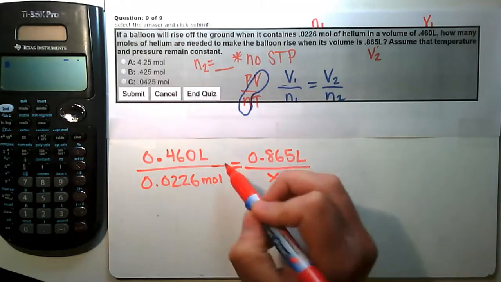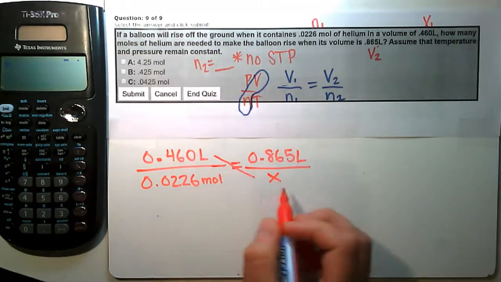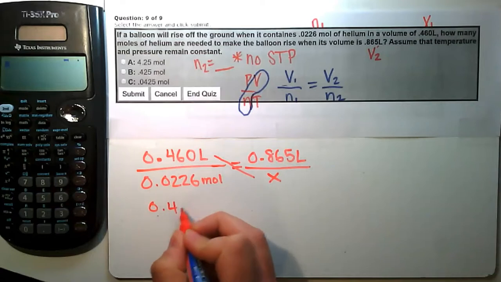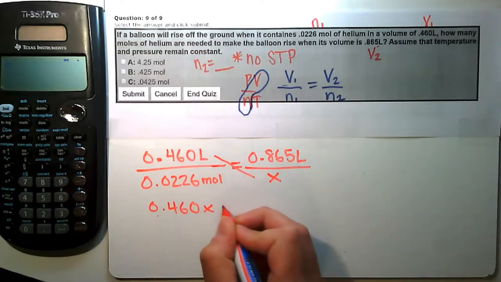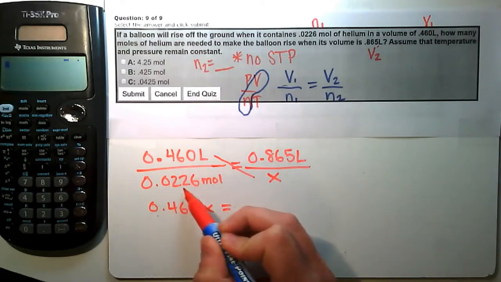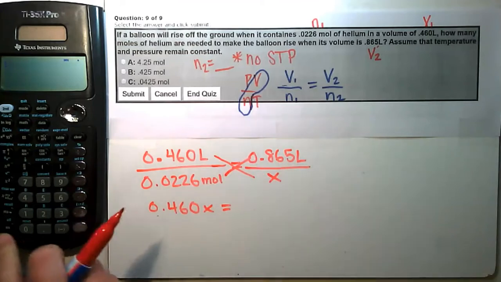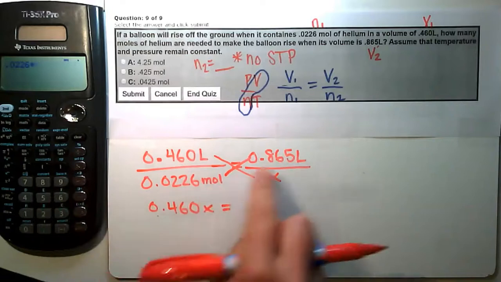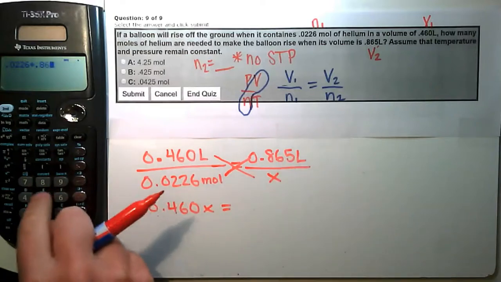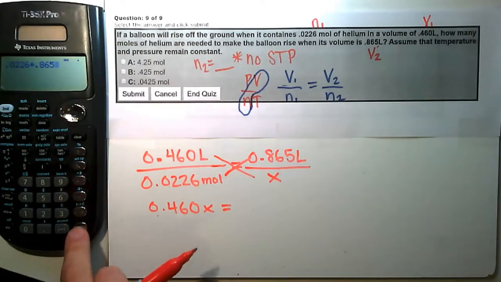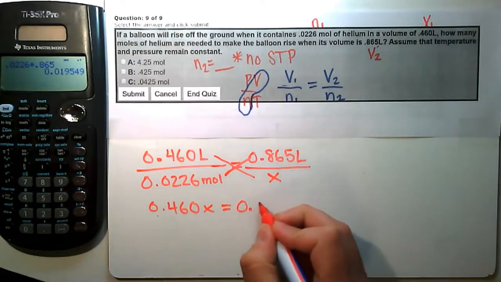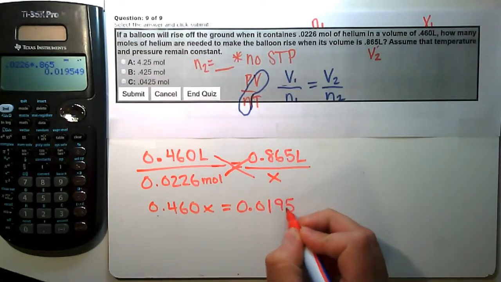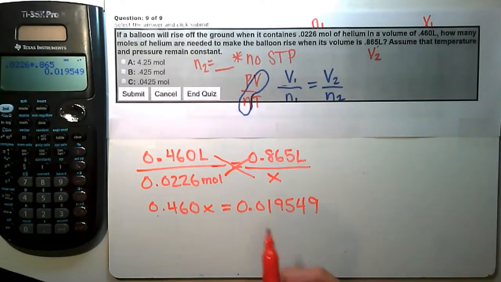So now let's cross multiply, and I'm going to get rid of my units. So 0.460X equals 0.0226 times 0.865. That gives me 0.019549. Notice I'm not rounding here because I don't want to wind up with a rounding error.